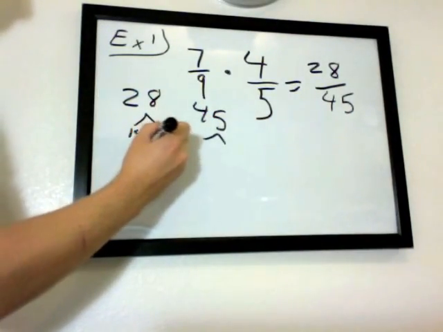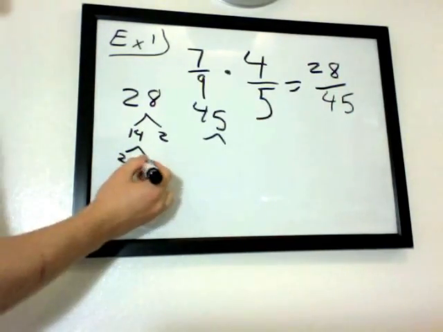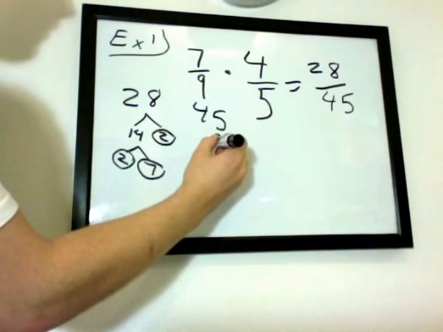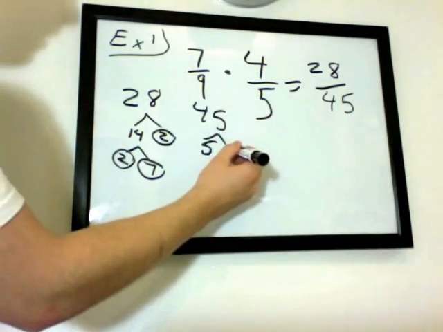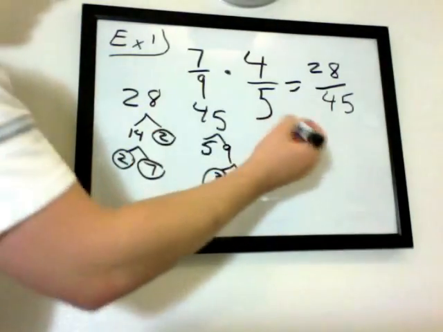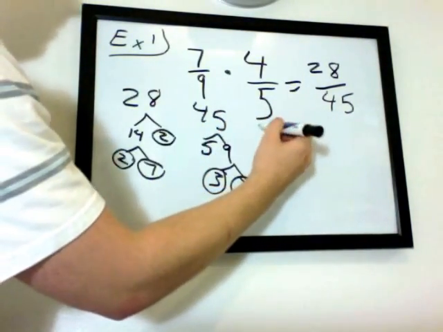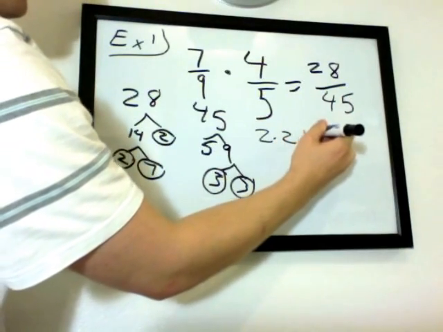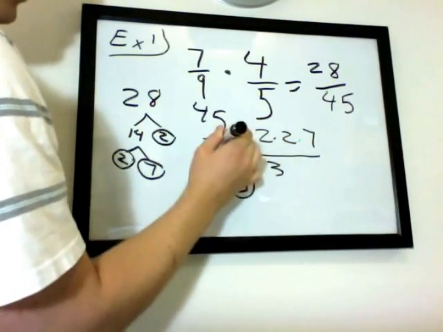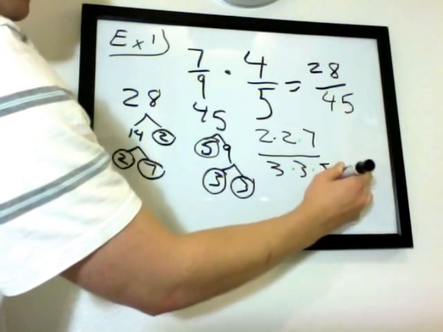Let's do 14 and 2. It's 2 and 7. These are your primes. For 45, we'll do 5 and 9, 3 and 3. We'll write this into our top fraction, bottom fraction. So 2 times 2 times 7, over 3 times 3 times 5.